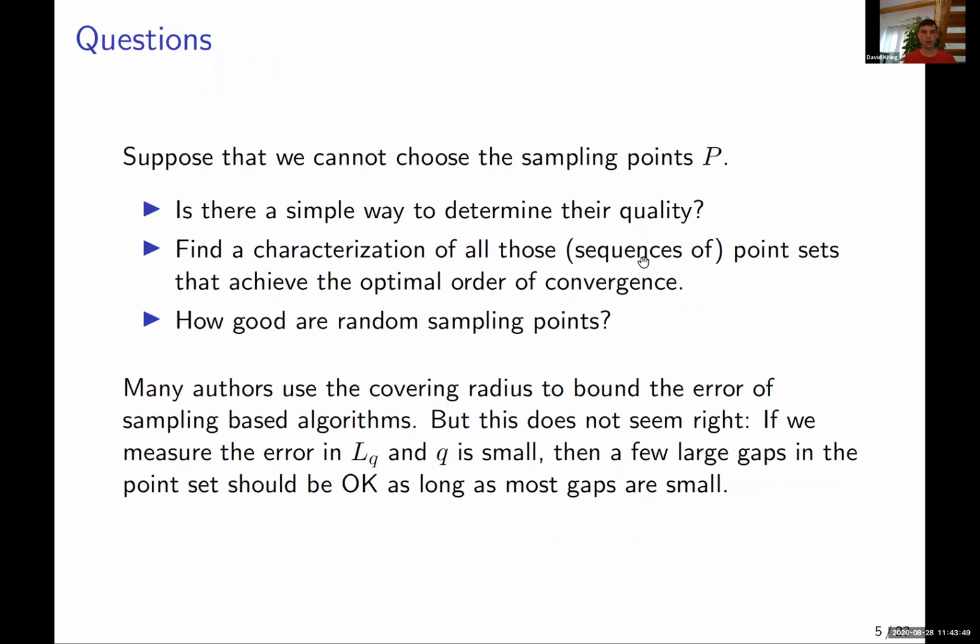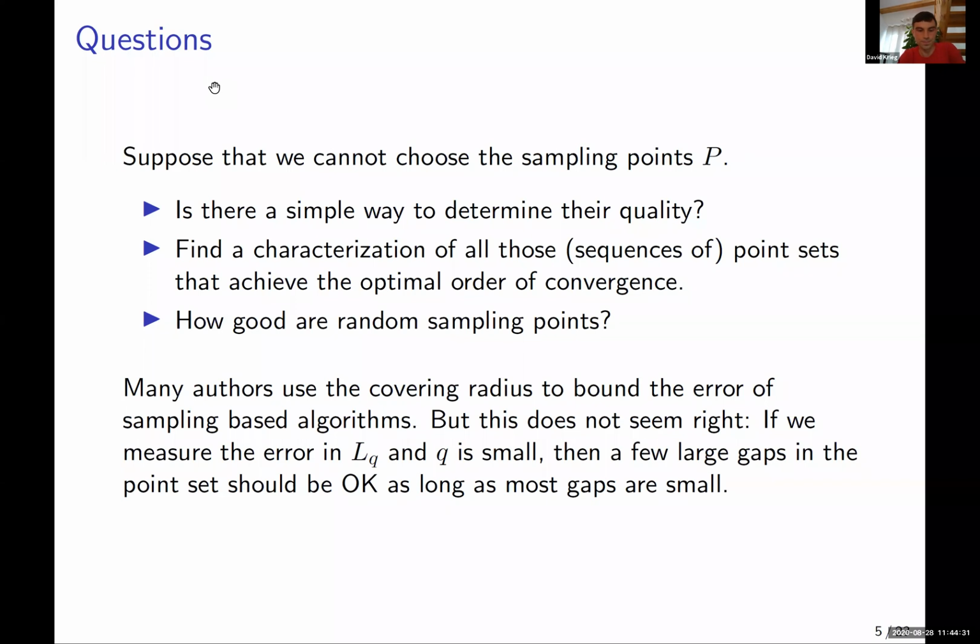Okay, so now what's our goal? What are we interested in? So this is for optimal point sets, but you can probably imagine that in many applications, you cannot choose the sampling points at your own convenience. And so we ask, if we have an arbitrary point set, is there a simple way to determine the quality of the point set, to determine this minimal worst case error, which I wrote down in the beginning? Or a similar question, can we somehow characterize those point sets or sequences of point sets that achieve the optimal order of convergence?